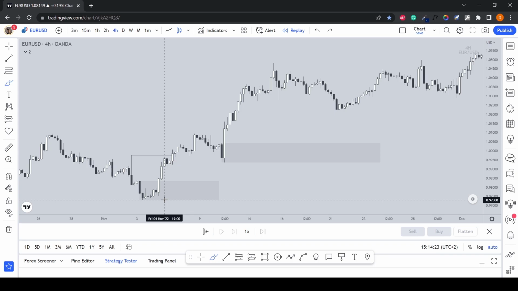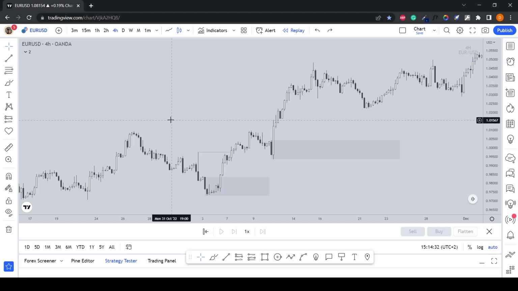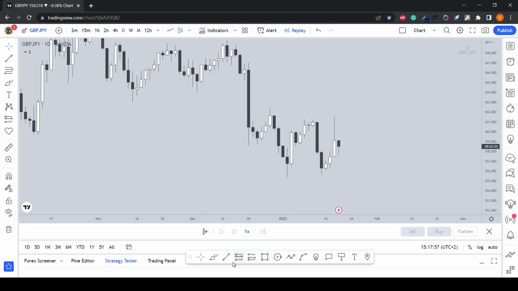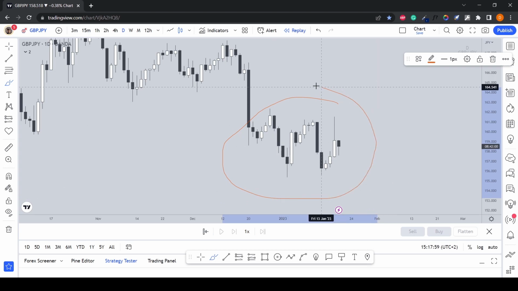Particularly it is so because we consider structure as our first point, our main point in the strategy, and if the structure is weak, then you should consider not taking the SnD into account as a high quality zone either. And now I want to show you an example where you have a high quality range and a high quality SnD.